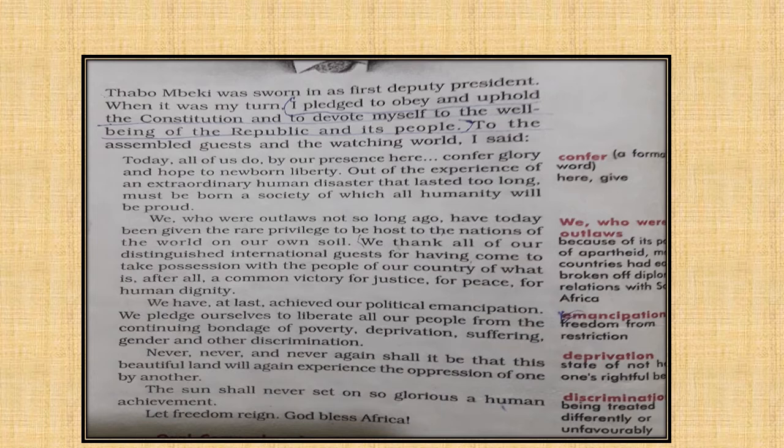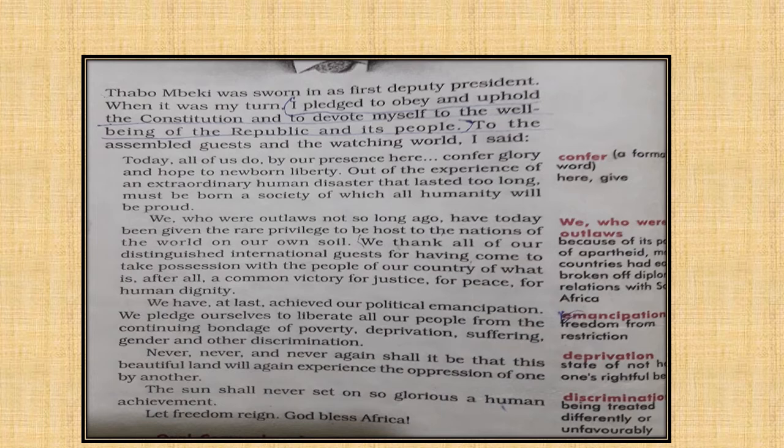Today, all of us do, by our presence here, confer glory and hope to newborn liberty. Out of the experience of an extraordinary human disaster that lasted too long, must be born a society of which all humanity will be proud. We, who were outlaws not so long ago, have today been given the rare privilege to be host to the nations of the world in our own soil.